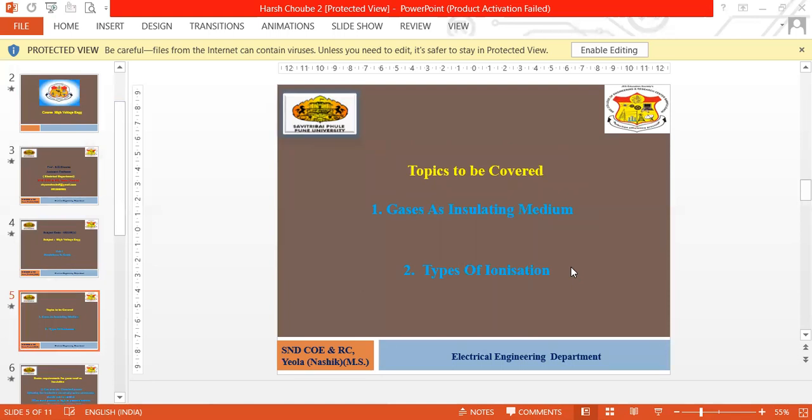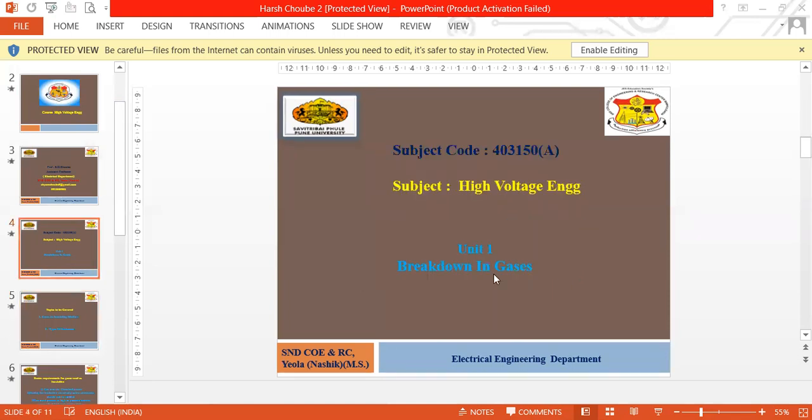The first unit of high voltage engineering in this university syllabus is the breakdown in gases. What do you mean by breakdown? We have separate units for breakdown in gases, breakdown in liquids, and breakdown in solids. So why is it essential to study this breakdown? What do you mean by breakdown? It means the breakdown voltage.